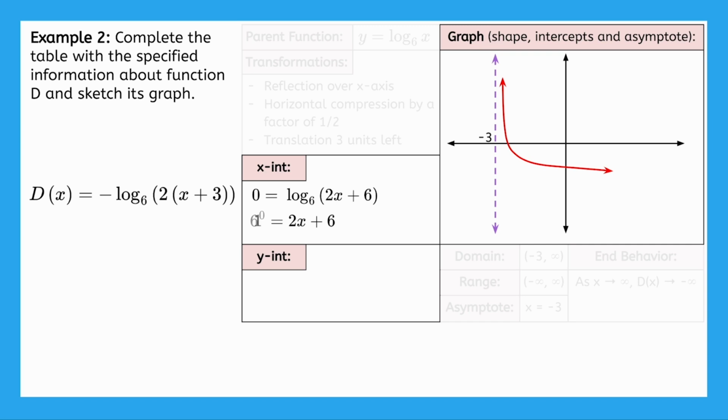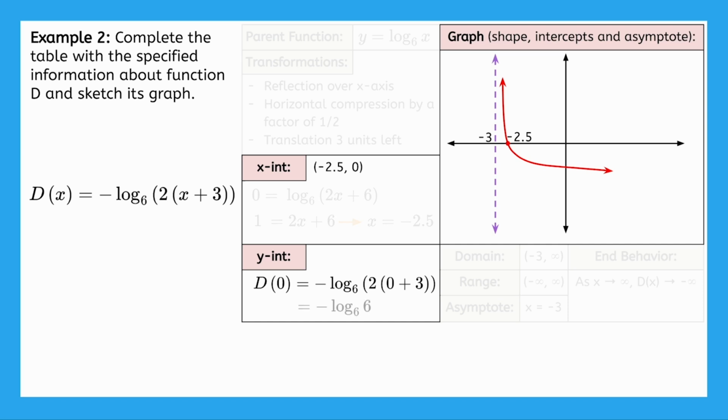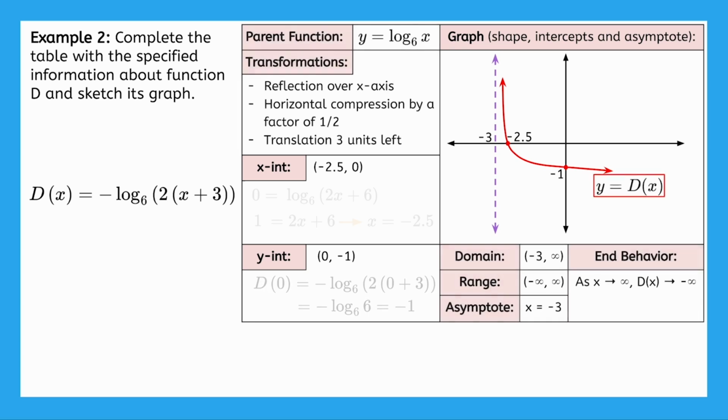6 to the power of 0 is 1. And lastly, we isolate x and get that x equals -2.5. Our x-intercept is therefore (-2.5, 0). To find our y-intercept, we replace x with 0, which gives us -log base 6 of 6, which equals -1. Therefore, our y-intercept is (0, -1). And there's our complete sketch for the graph of d.